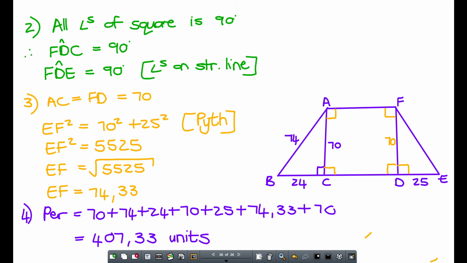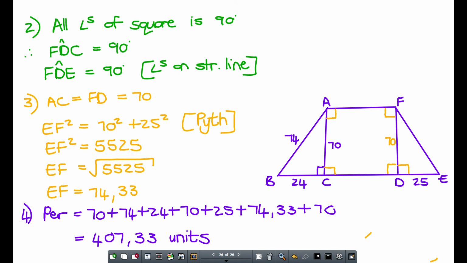Just check, did you guys get the same? Especially these people not needing to use a calculator. Right, any questions? Okay, remember because it's perimeter, it's only units, not units squared. Good, so that then concludes this chapter.